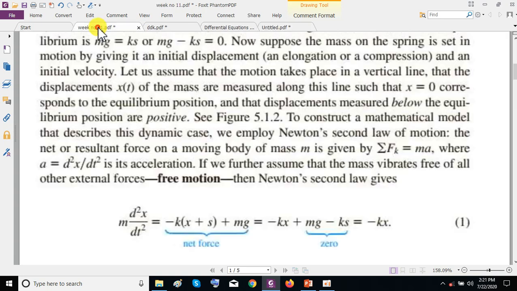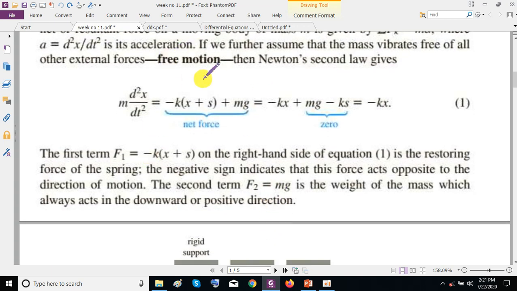So in this case, as we write here, a is equal to d square x by dt square, where x is the displacement. If we further assume that the mass vibrates free of all other external forces, in free motion, Newton's second law will give us this. This one is the net force, the weight.